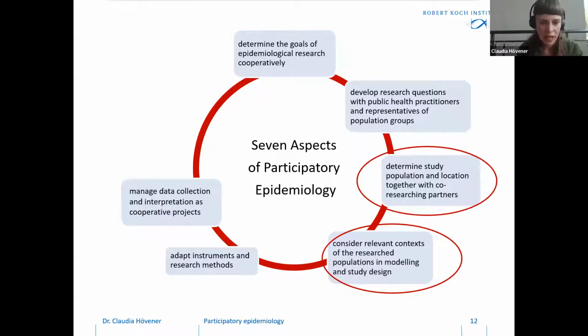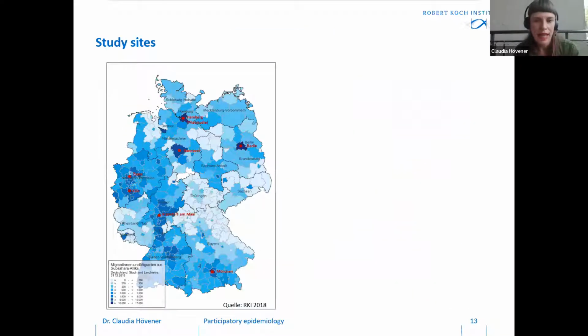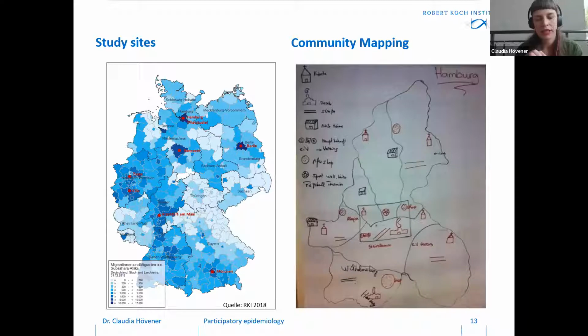In terms of data collection and interpretation, we did this together, and we worked with peer researchers. And I show you this now. The study sites that we used were Hamburg, which was the pilot, and here are the other study sites. So basically big cities in Germany where we had good access to African communities through partner organizations. Whenever we started the research process in a certain city, we did a community mapping with peer researchers. So this is the one of Hamburg. So where are good spots to find migrants from sub-Saharan Africa, to recruit them.